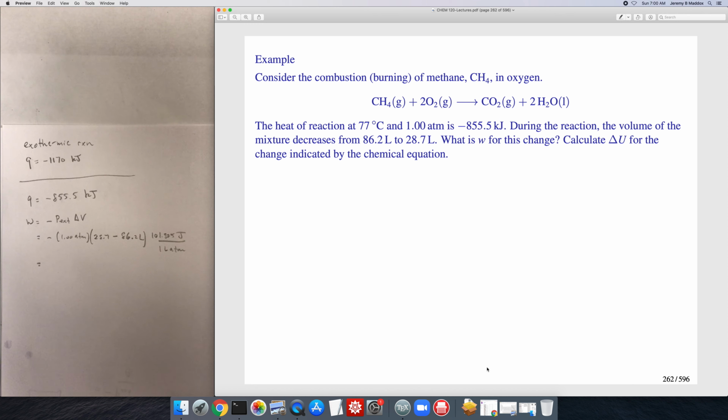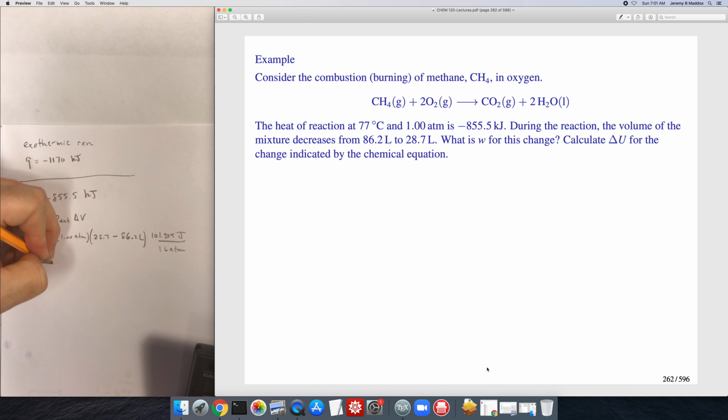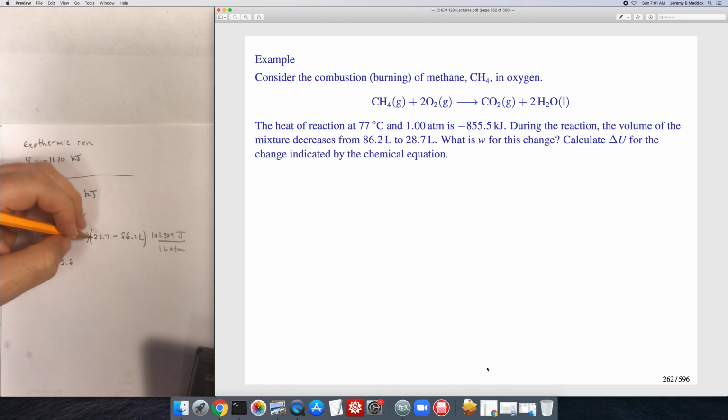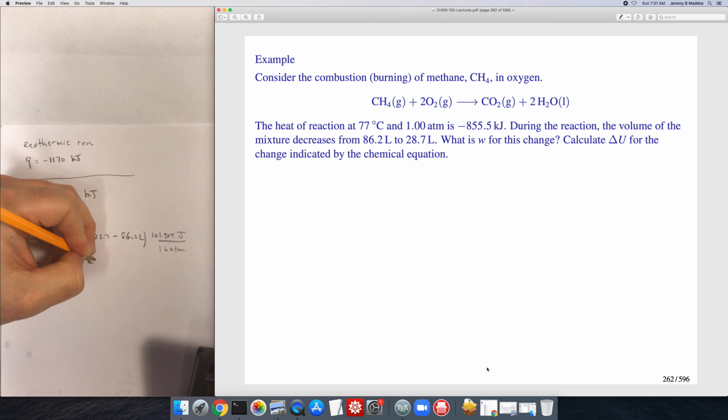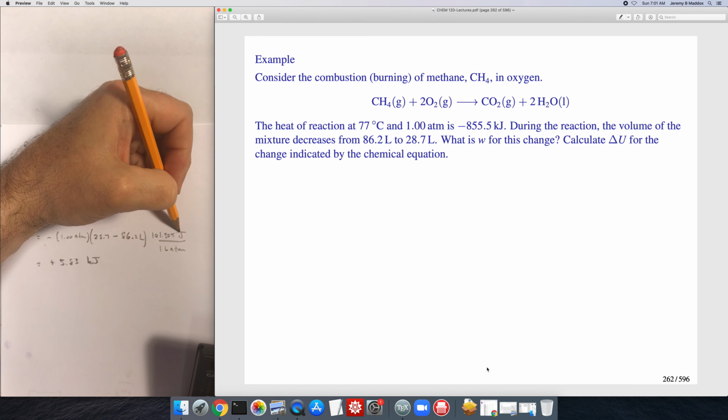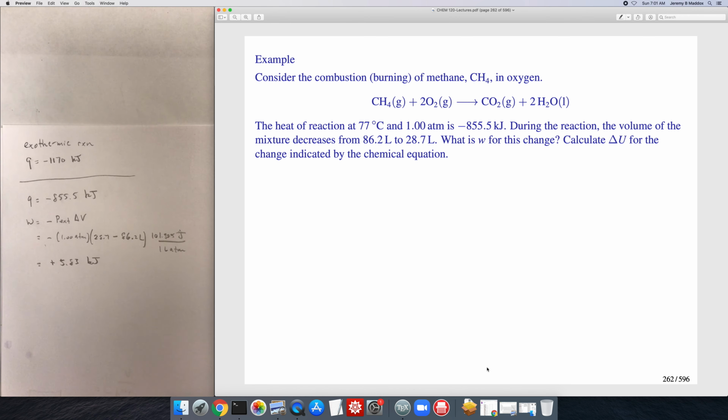It's negative. That means that the system is being compressed, so the surroundings is doing work on the system. We'll take that times the minus sign out front, times our conversion factor, and I'm getting plus 5.83 kilojoules. So I went ahead and did a joules to kilojoules conversion right there.